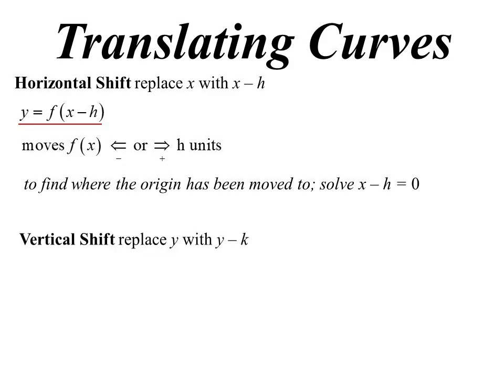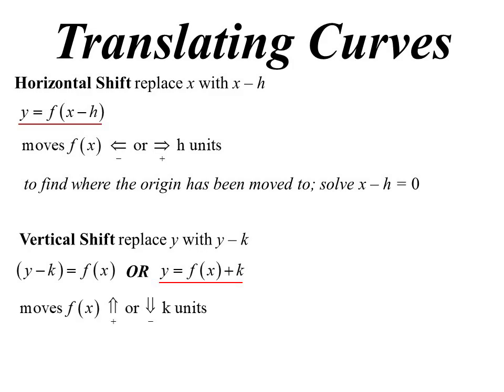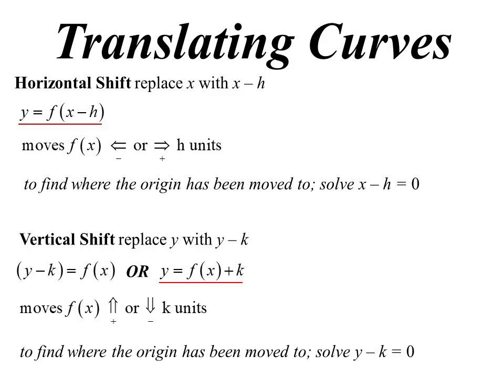The vertical shift, well, vertical is to do with range or the y value, so now we replace y with y minus some number. So y minus k is equal to function x. Although we don't normally see it like that, because normally we see our equations as y equals, we normally find the k on the other side. That k can easily be moved over, and it's actually grouped with the y, not with the x. And so that one will shift it up or down k units. And again, if you're unsure, solve y minus k equals 0, and it'll tell you where it's gone.